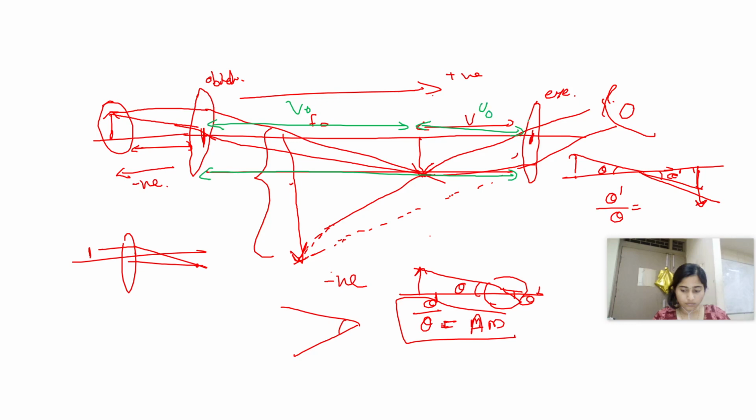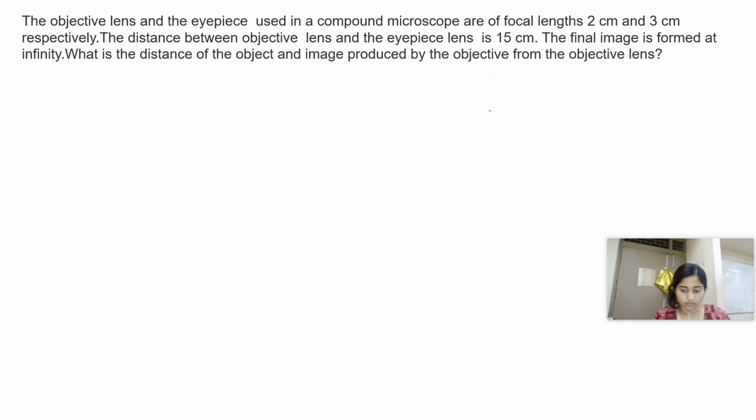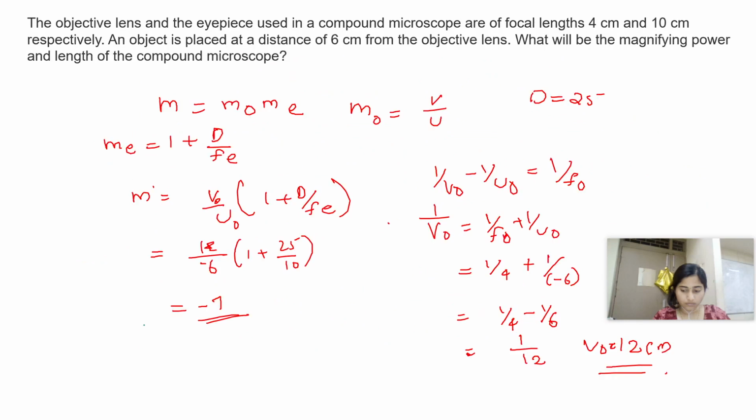Of the eyepiece, we'll have to add here. So the length will be, you have to add the magnitude: magnitude of V0 plus magnitude of UE. Okay.